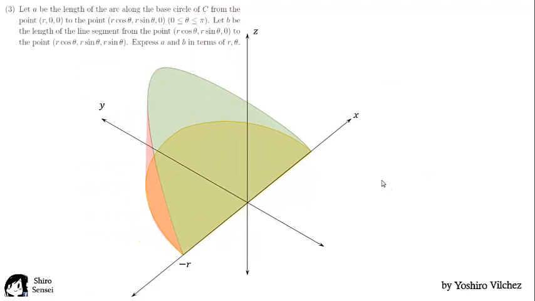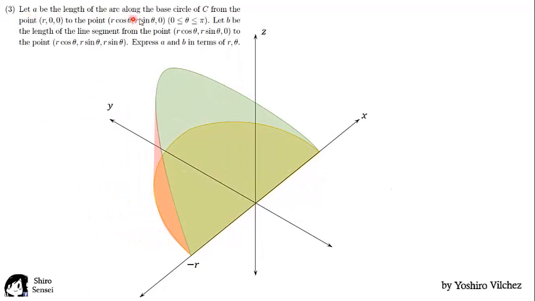Next question. Let A be the length of the arc along the base circle of C from the point (r, 0, 0) to the point (r cosine theta, r sin theta, 0), where theta is between 0 and pi. Let B be the length of the line segment from the point (r cosine theta, r sin theta, 0) to the point (r cosine theta, r sin theta, r sin theta). Express A and B in terms of r and theta.